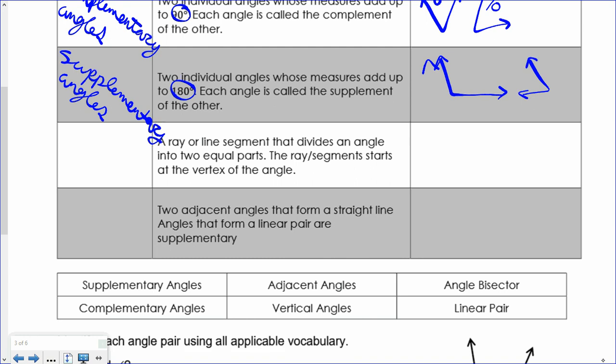All right, what are some measures for these angles that would make them supplementary? 100 and 80. All right, those add to 180. Are there others? 90 and 90. You could have two right angles. 120 and 60, 140 and 40, stuff like that. So as long as your two angles add to get 180, you have supplementary. Again, do they have to be adjacent?